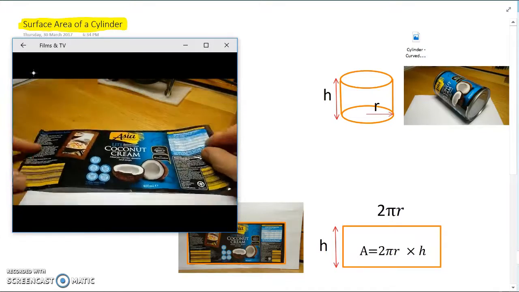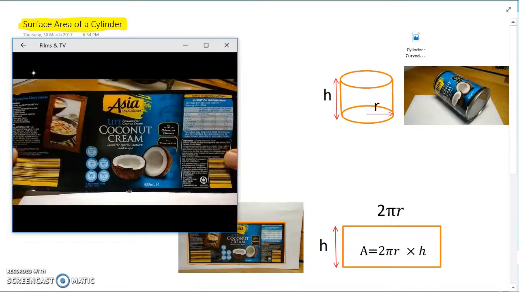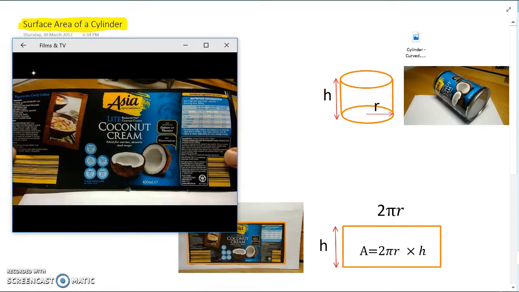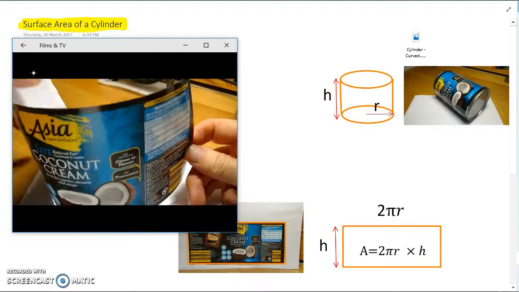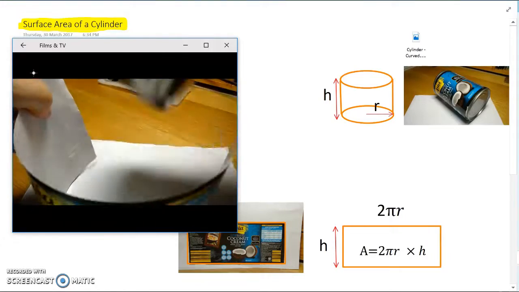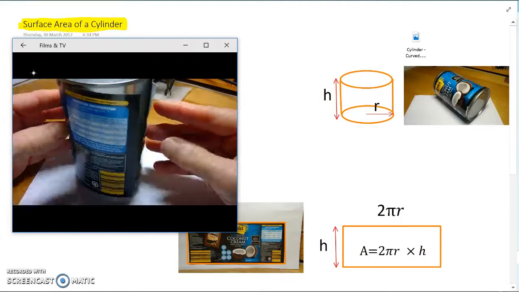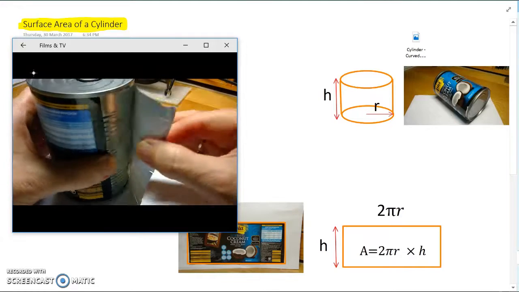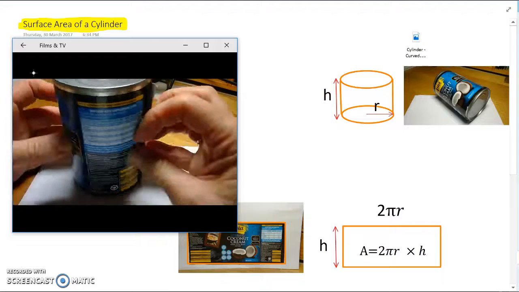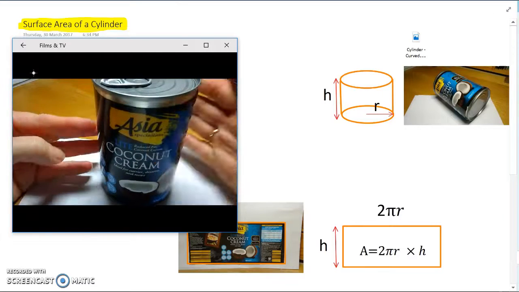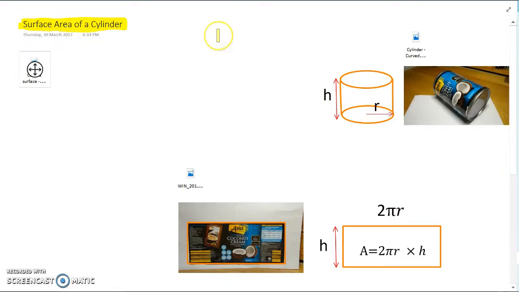It's actually a rectangle. And the interesting thing is that long side of that rectangle actually wraps around the cylinder, so that long side forms a circle. In fact, its length is the circumference of a circle. And the other dimension of that rectangle is the height of the can. And you can see that there. Okay, so let's close that off.